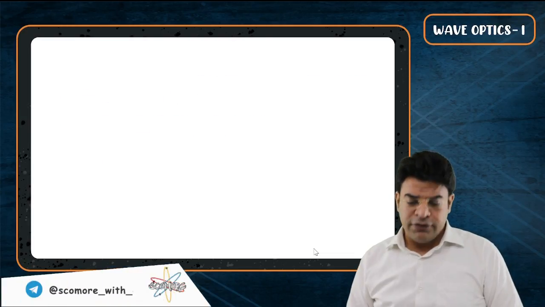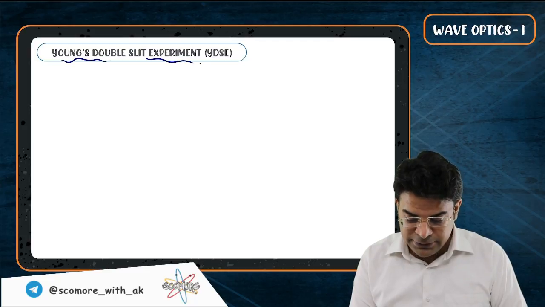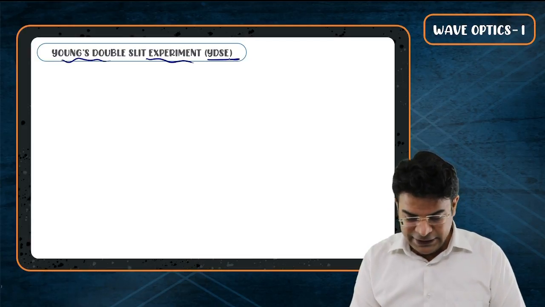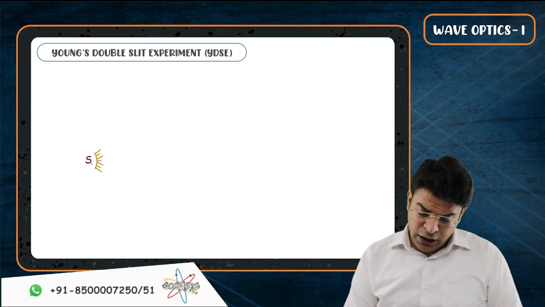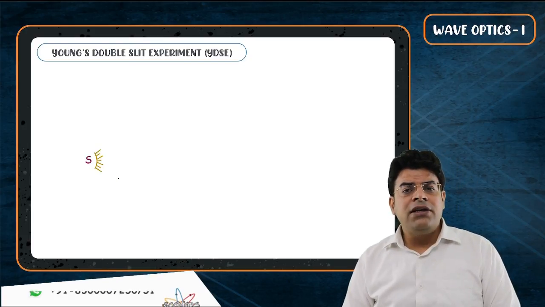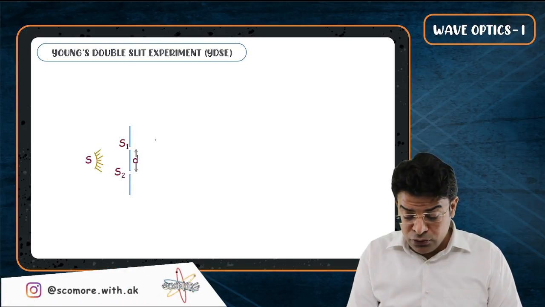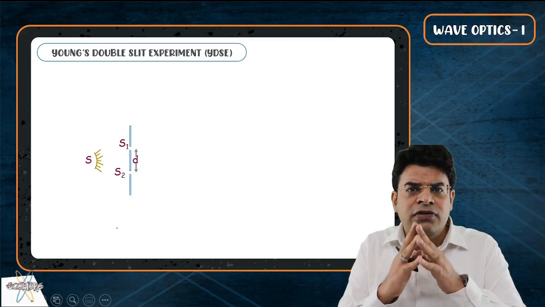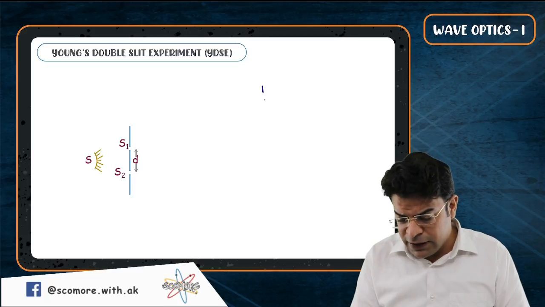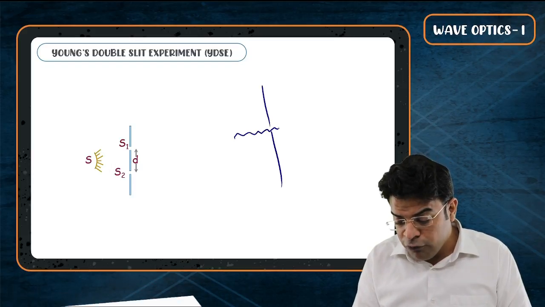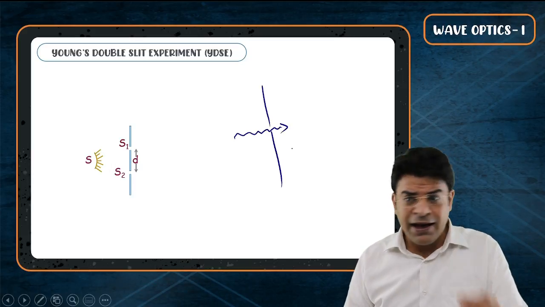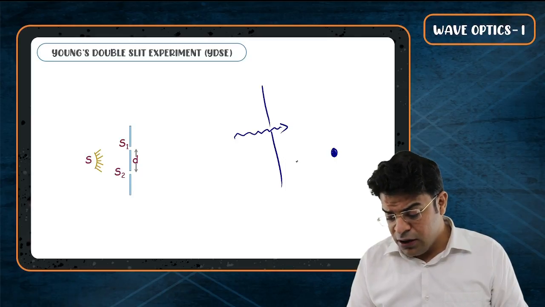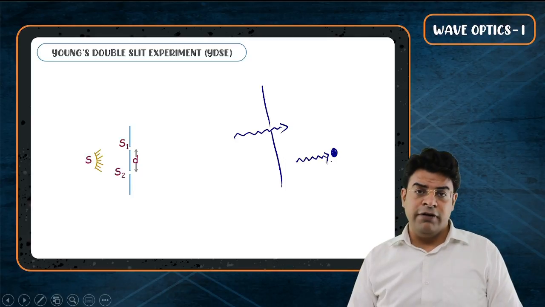So now let's start with the topic of Young's double slit experiment. In short, we call it YDSE. Thomas Young took a light source and made the light coming out of it pass through thin slits. Because, beta, the wave nature of light becomes dominant when it passes through an opening of the order of wavelength, or when it interacts with a particle having size of the order of wavelength.